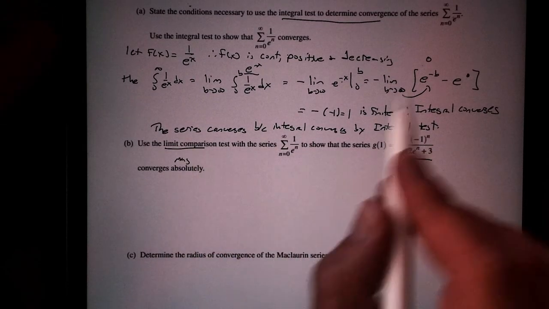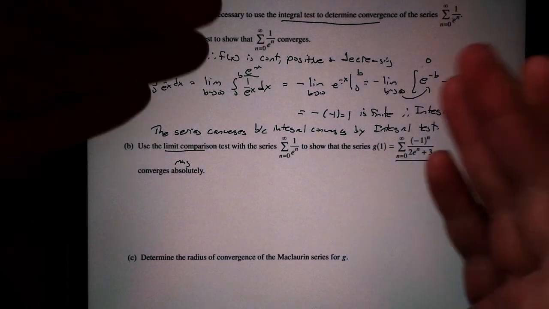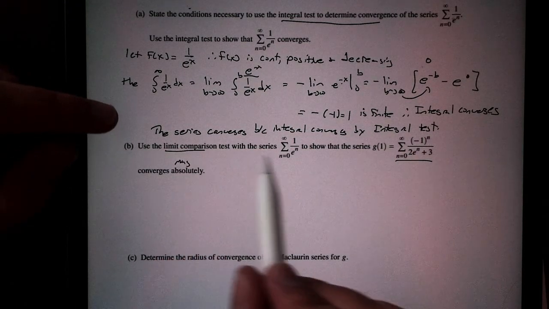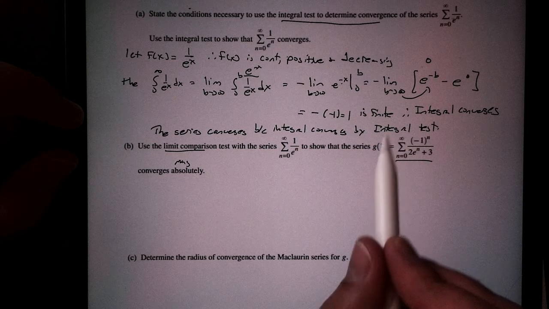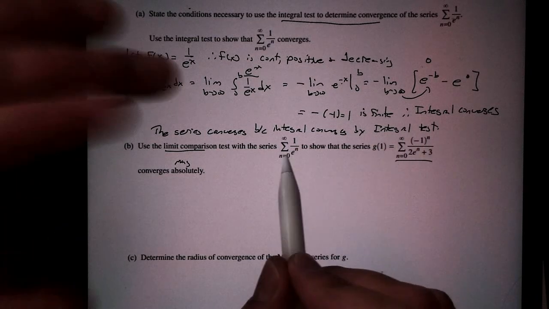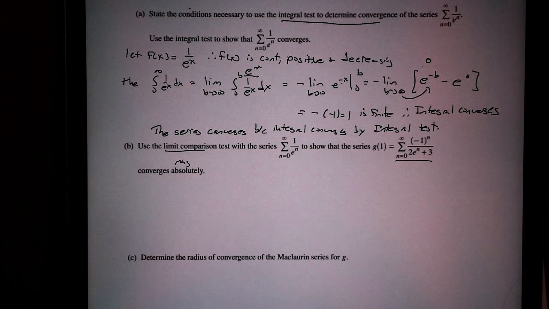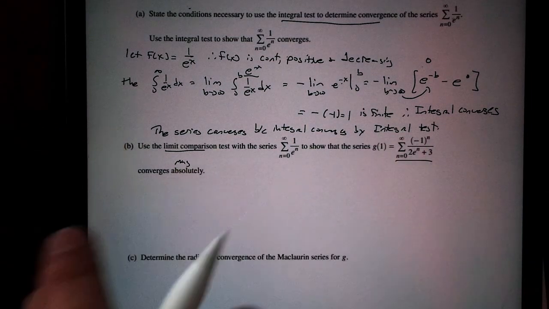In part A, we used the integral test to show that a series converges. In part B, they said use the limit comparison to show that this alternating series converges. And of course, they're saying use the original one that we already did. So we want to show that this series here converges absolutely.